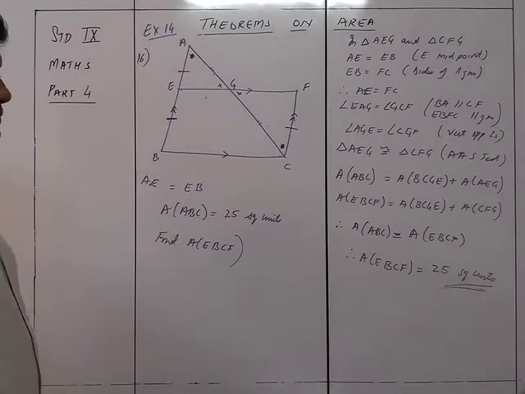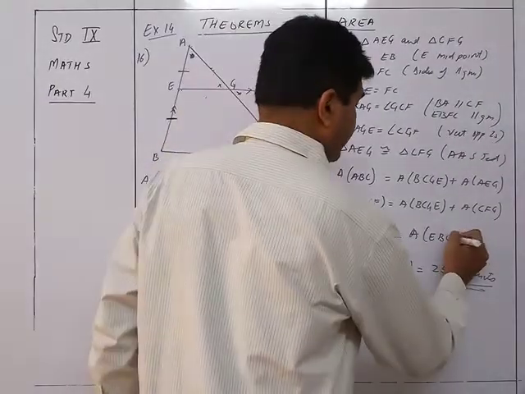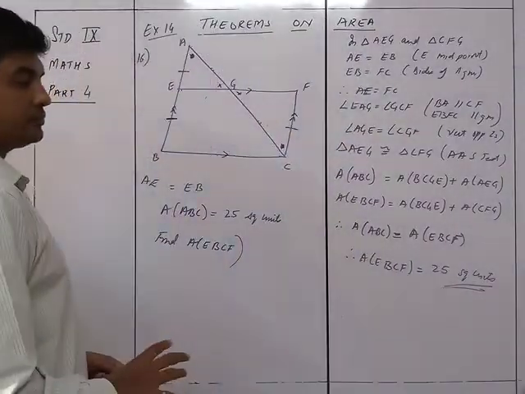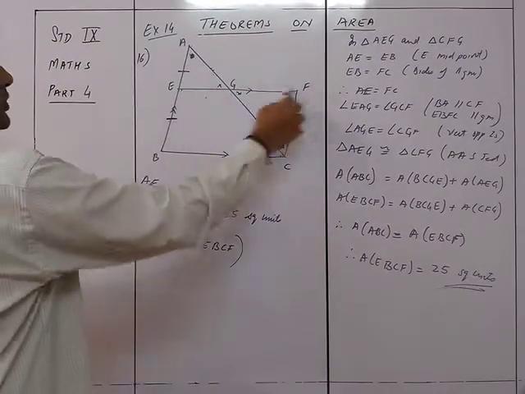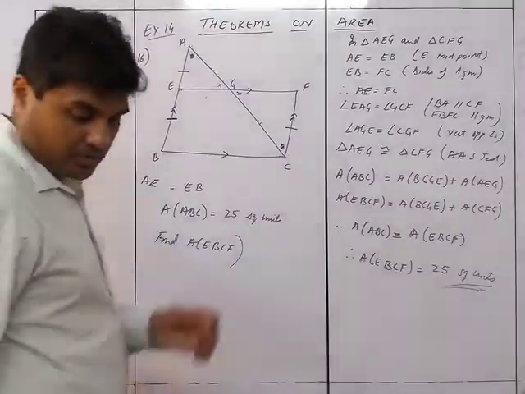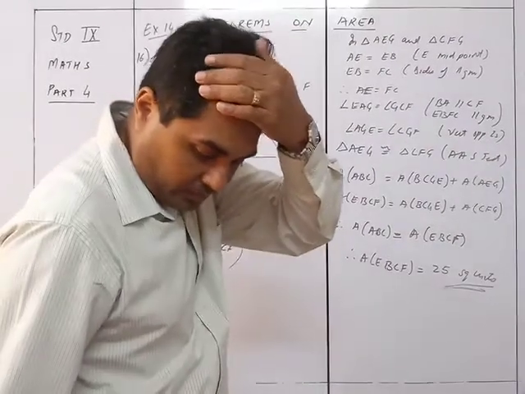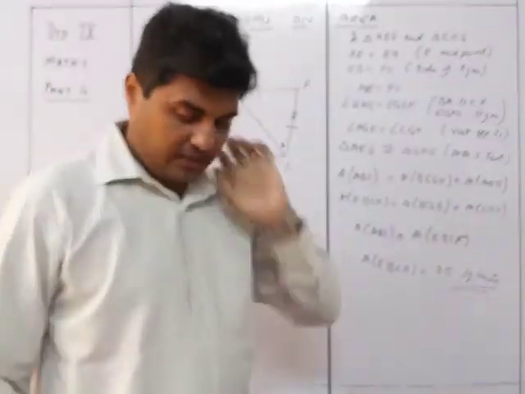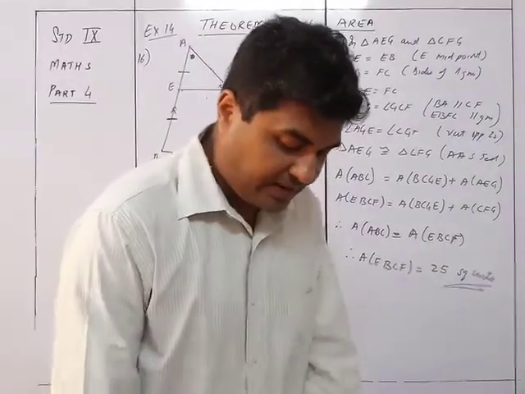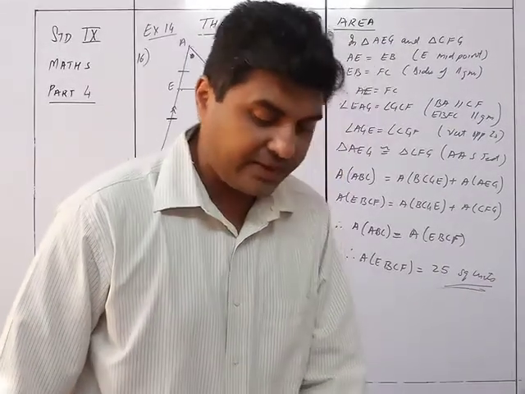Okay, this is F. It is 25 square units because this is 25, so this will also be 25. That is what we need to find out. Okay, that was sum number 16. Now we move on to sum number 17B, the last sum of the exercise and the chapter.